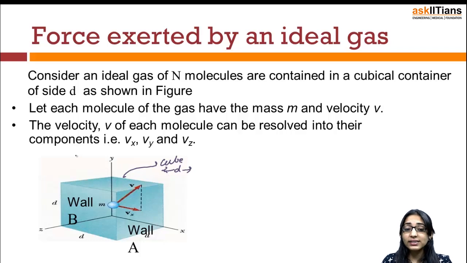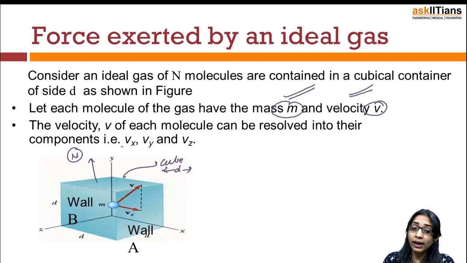That means all the sides are of length D. And we can say that there are a total number of n molecules of the gas which are present inside the container. Let each molecule of the gas have the mass m and the velocity v. So each and every small molecule of this gas inside the container has got the mass m and the velocity v. Now the velocity of each molecule can be resolved into three components, I'll say Vx, Vy and Vz.